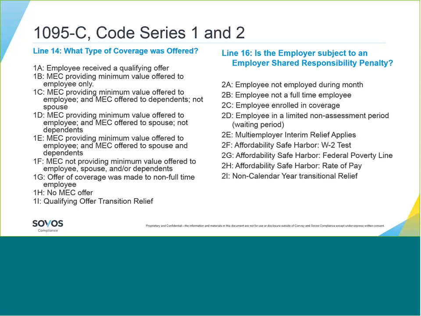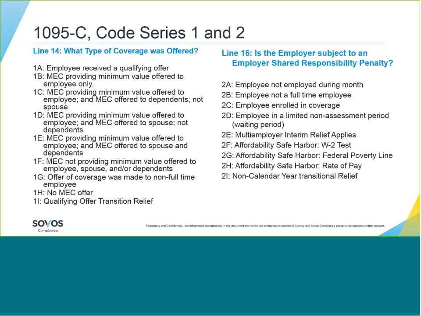So when we were talking about what those codes were, I'm just going to take a brief minute here. I won't go through and read all of them, but when there's a lot of confusion about the codes, really what we need to take a look at is answering the questions for line 14 and for line 16. Line 14 really asks the question, what type of coverage was offered?